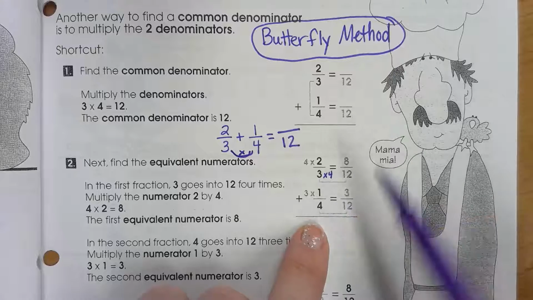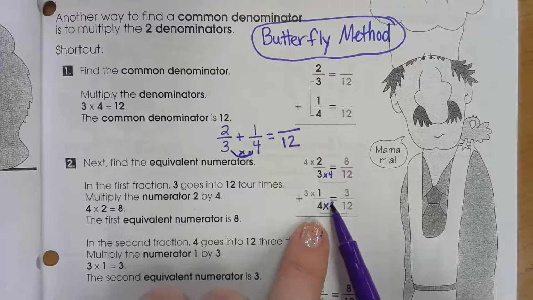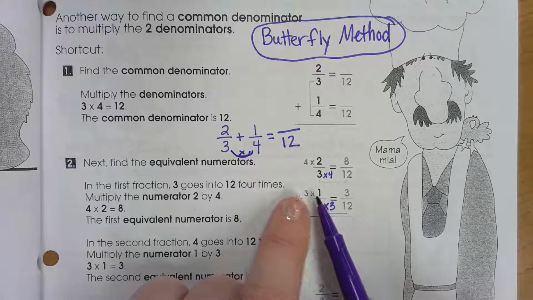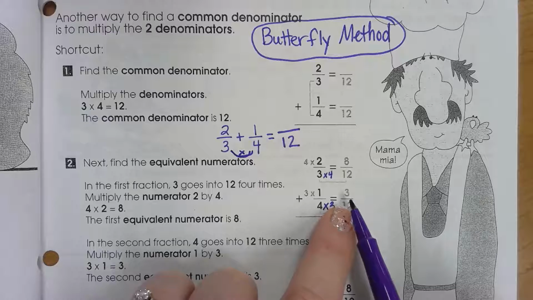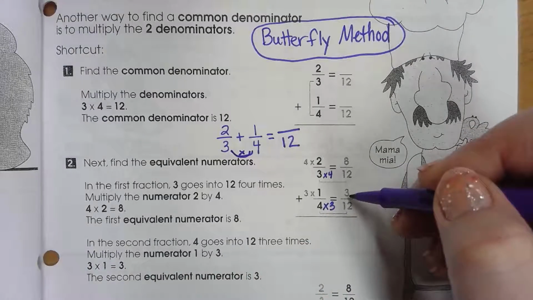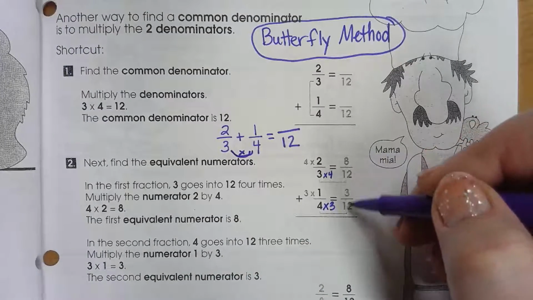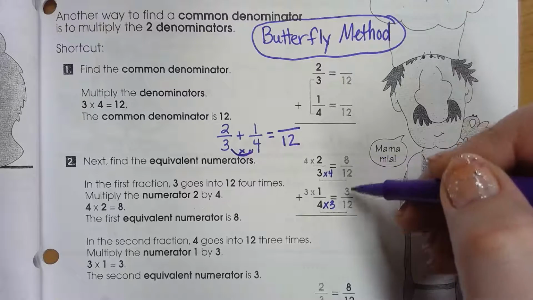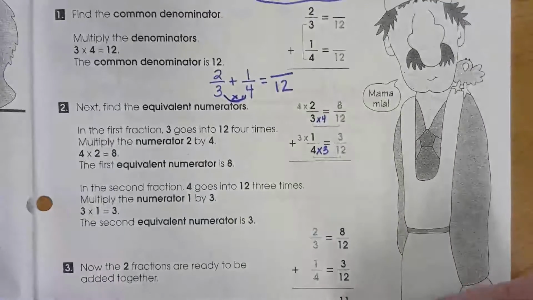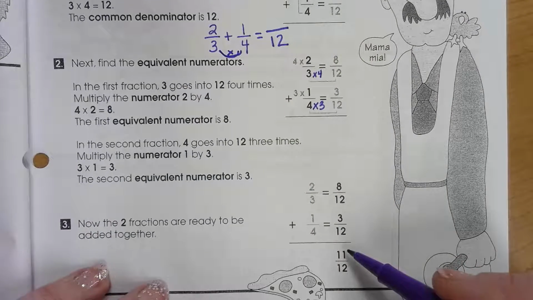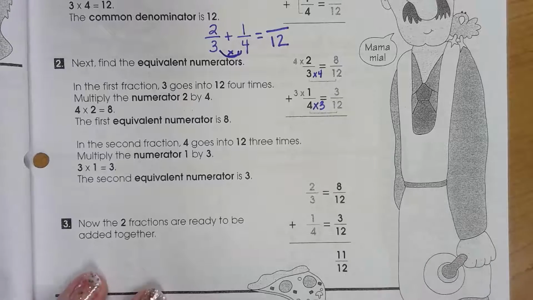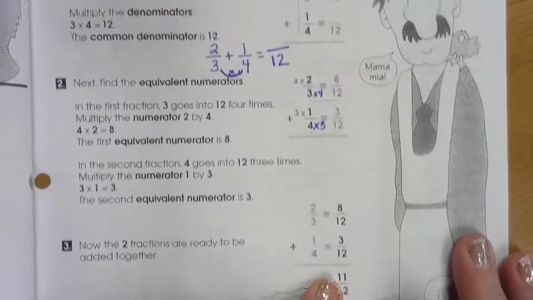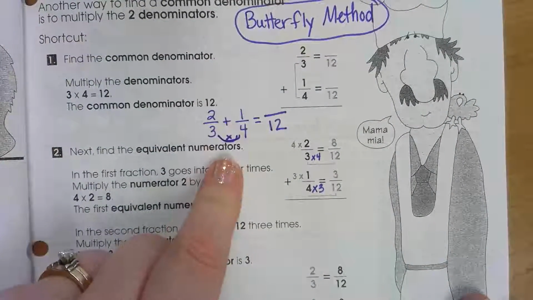1/4, then I'm going to multiply by 3. So 4 times 3 is 12. That numerator, 1 times 3 is 3. So now I have 8/12 plus 3/12. And I can add. I have that common denominator. 8 plus 3 is 11. They show us that down here, right? 8 plus 3 is 11. And my common denominator of 12. Now, that was working it vertically. The butterfly method, we work horizontally.